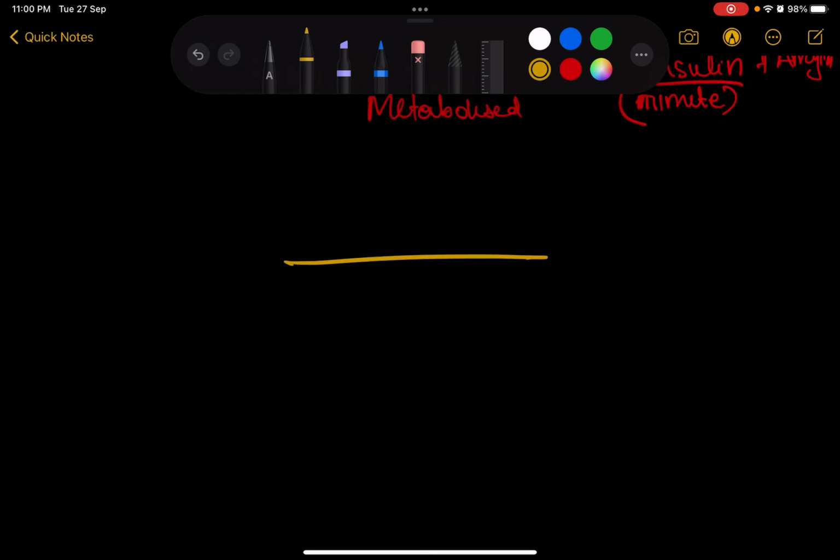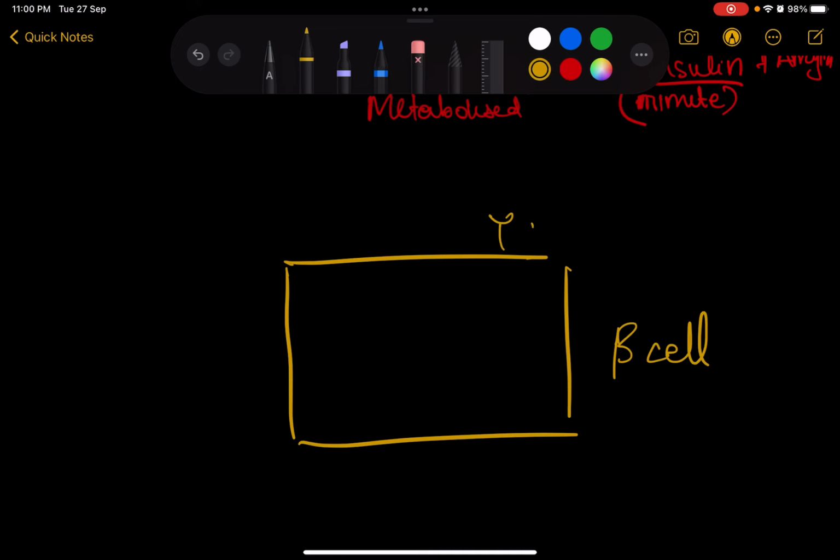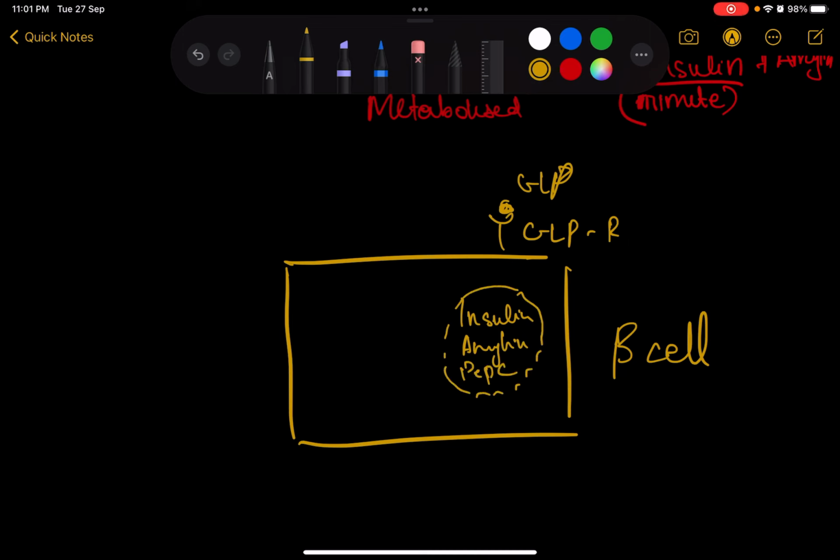So let's just look at the mechanism real quick. This is your beta cell. One way is there's a GLP receptor; when GLP binds, there's going to be release of insulin. Let's say this is GLP bound. There's going to be insulin plus amylin plus peptide C, whatever you want to call it. Let me just write it in a better format: insulin, amylin, peptide C. So it goes there and causes their release.